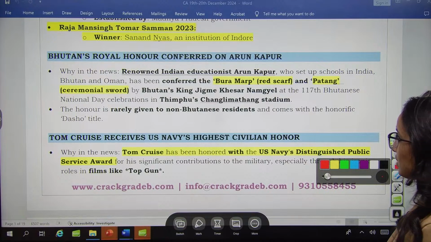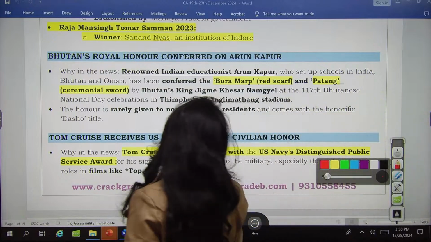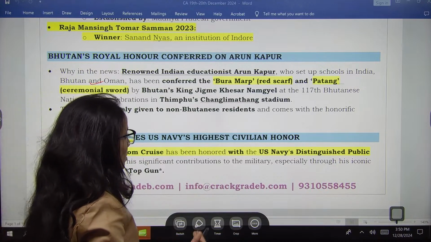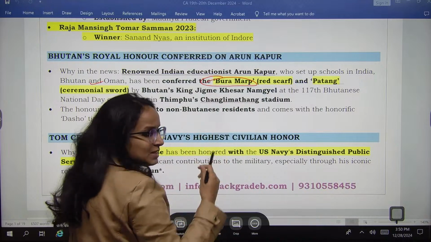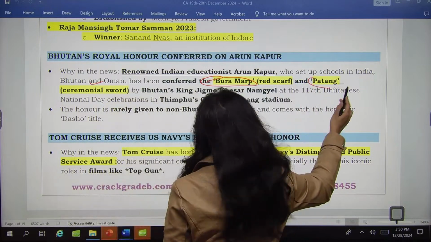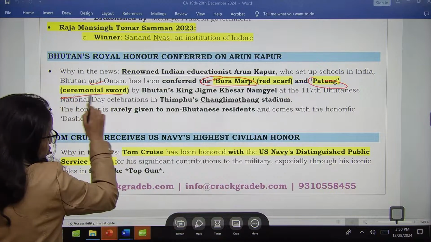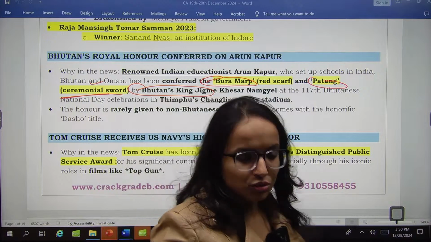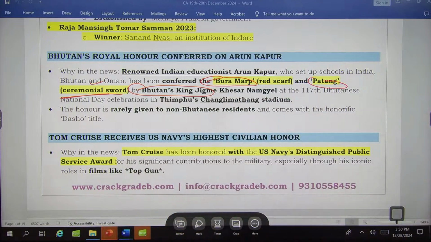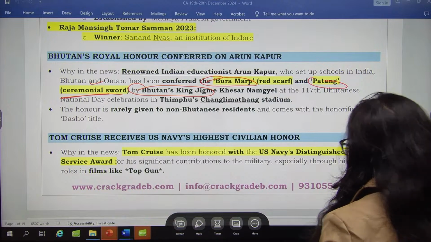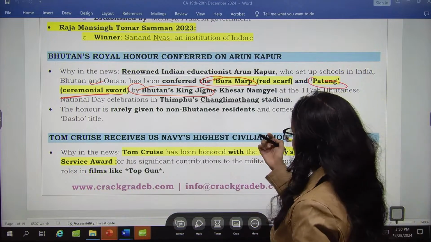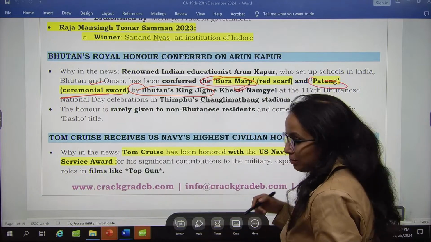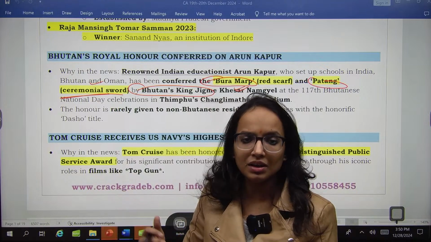Then next you have renowned Indian educationist Arun Kapoor, who has set up schools in India, Bhutan, Oman. He has been conferred with Bura Marp, which is a red scarf, and Patang, which is a ceremonial sword, by Bhutan's king Jigme Namgyel. Okay, so these two things have been awarded to Arun Kapoor. Which are the two things? In their tradition, they call it Bura Marp, the red scarf, and the Patang. Patang is not that kite, okay? Patang is a ceremonial sword here.